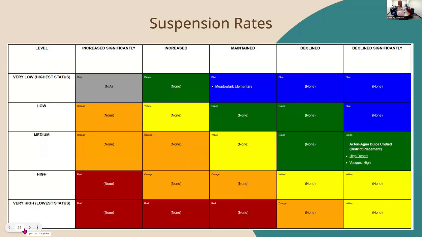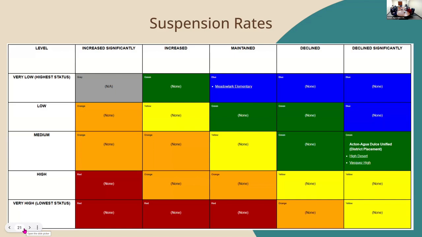And this is the suspension rate grid. So we didn't have any student groups that increased significantly or increased. We did have a maintenance at Meadowlark, and that's because their suspension rate is almost zero. So they maintain. They don't really have room for growth because they just generally don't suspend students.